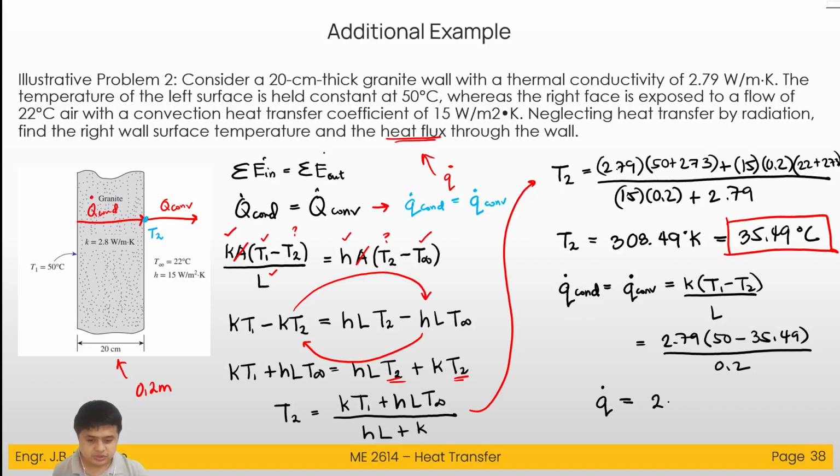So the heat flux is equal to, I have an answer here, sorry. So this will be 2.3 watts per square meter. So this will be your final answer. Okay, so that's it.